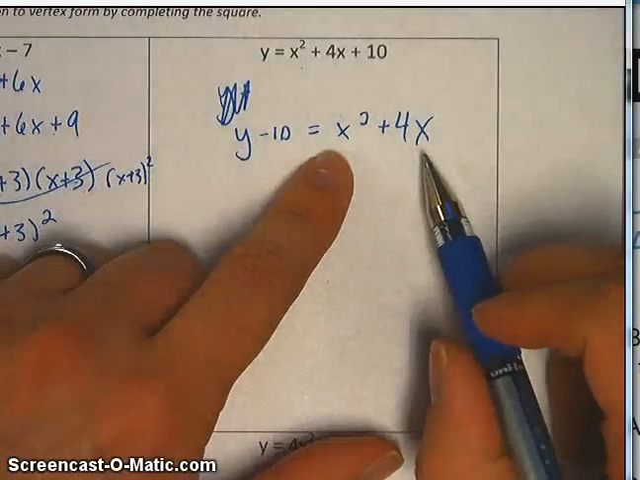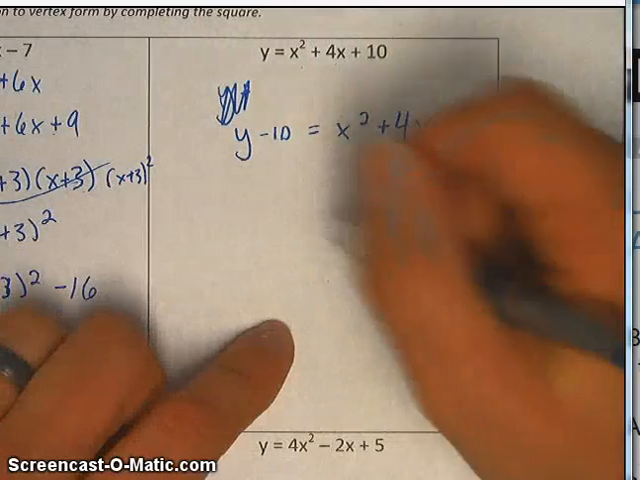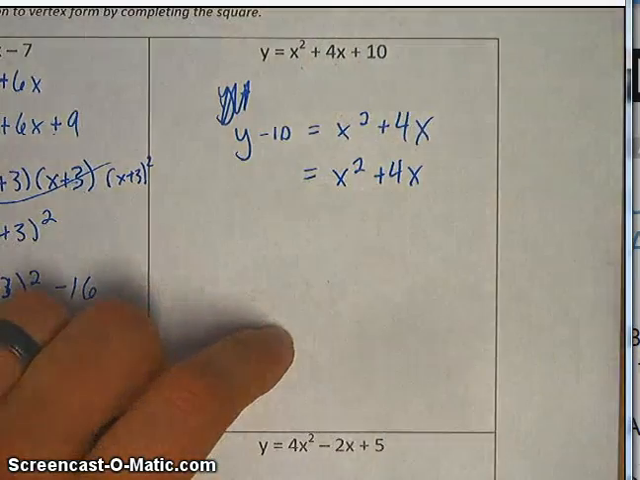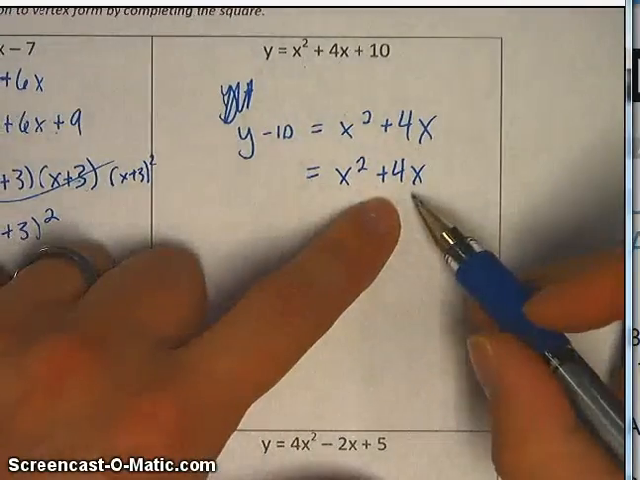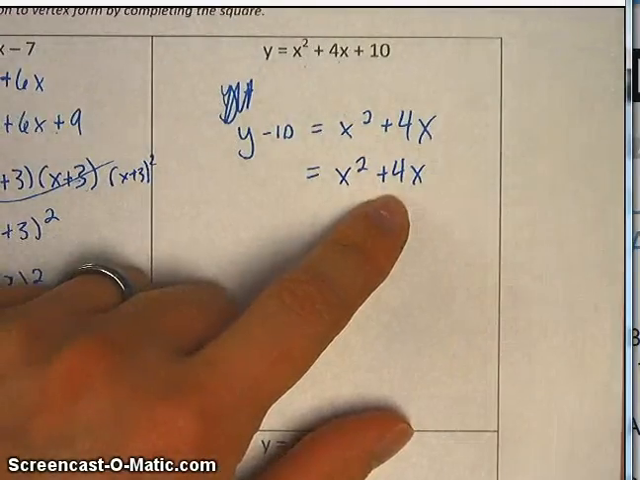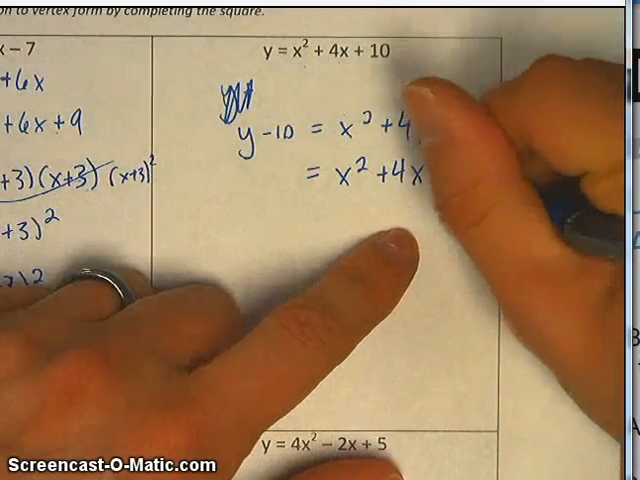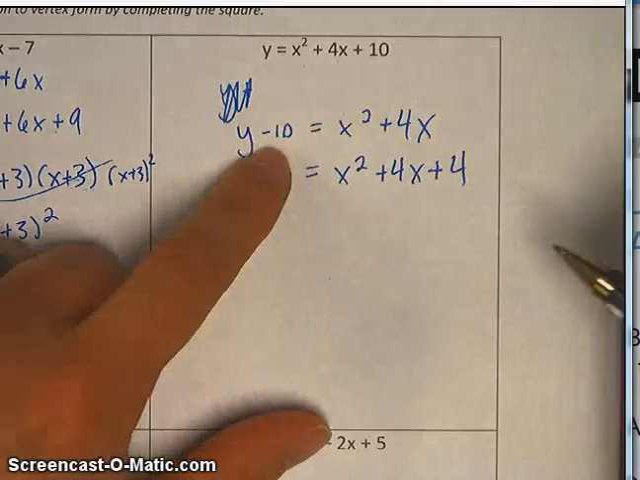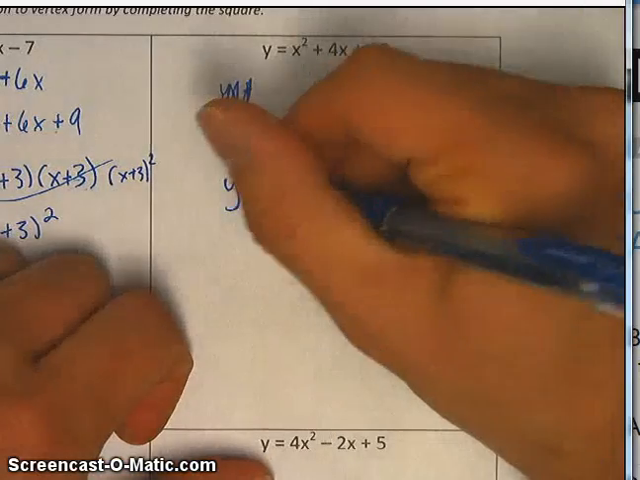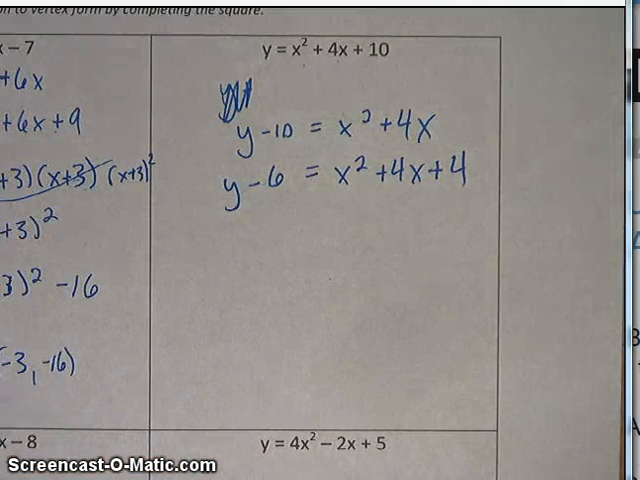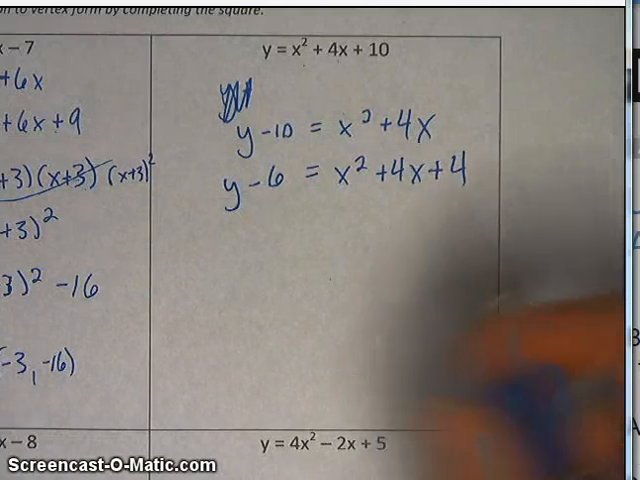Now from here we need to create a perfect square trinomial. So I've got the x squared and the 4x. The way we create a perfect square trinomial is to cut that coefficient in front of the x in half, make it a 2, and then square it. So 2 squared is 4. So I'm going to add 4 to both sides. I've still got my y. Negative 10 plus 4 is negative 6. Okay? So from here, we have a perfect square trinomial.